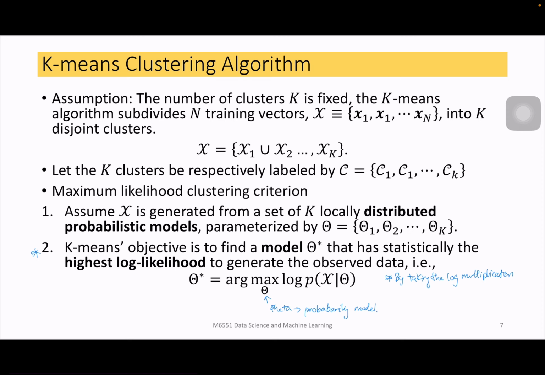So the K-means objective is to find the model theta star which has statistically the highest likelihood to generate the observed value, i.e., the argument maximum of log p of X given theta, the probability model given the condition of theta. So the K-means objective is to find a model that has the statistically highest log likelihood to generate the observed value.